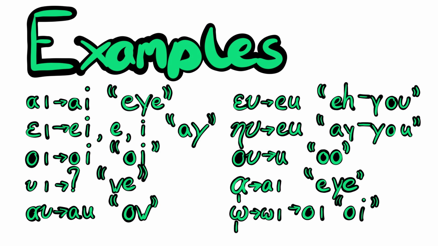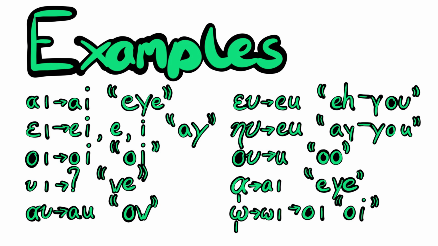The next one is alpha upsilon, which makes the ow sound like in cow. One example in Greek is autos, meaning this in English. It transliterates to au. Epsilon upsilon makes the ow sound like alpha upsilon, but from New York. EU. For example, eucharistos, or Eucharist in English. It transliterates to EU. Then we have eta upsilon, which is just like epsilon upsilon, but from New Jersey. AU. We can see this in words like eureka, or eureka in English.